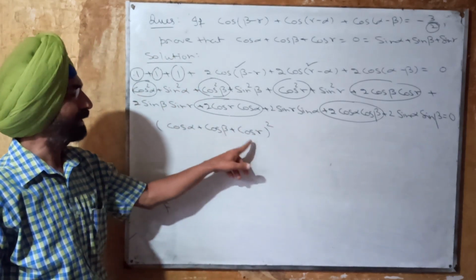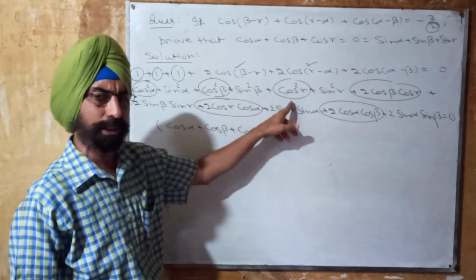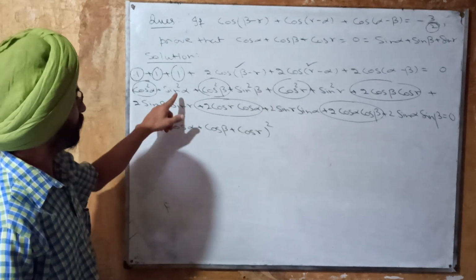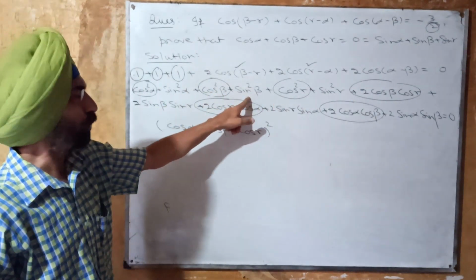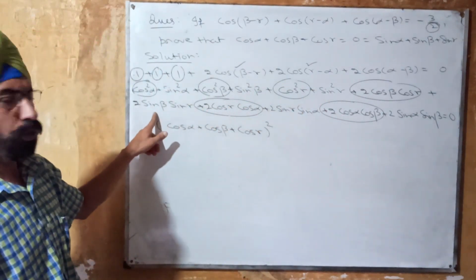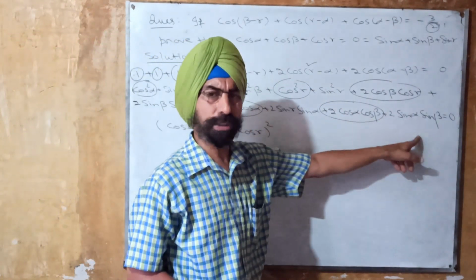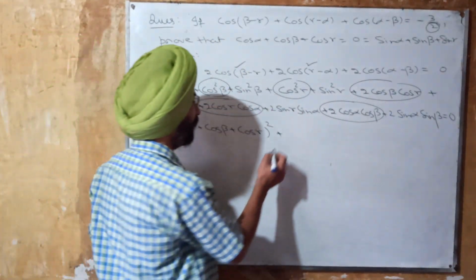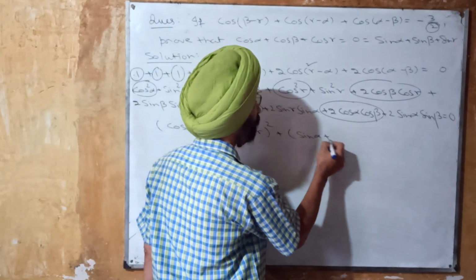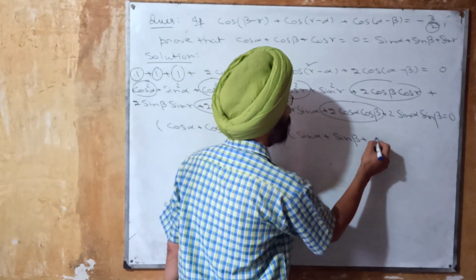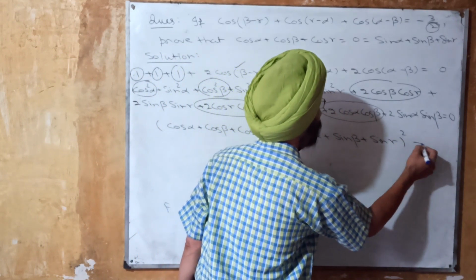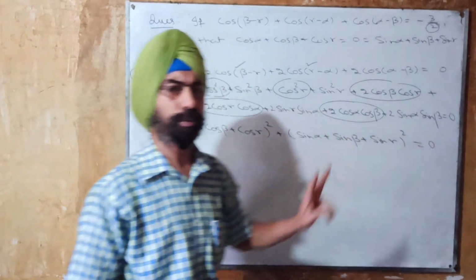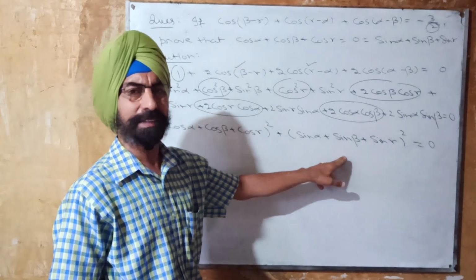A plus b plus c whole square: a square plus b square plus c square plus 2ab plus 2bc plus 2ca. Similarly, the rest of the terms, in the same manner, will turn into sin alpha plus sin beta plus sin gamma whole square is equal to 0.